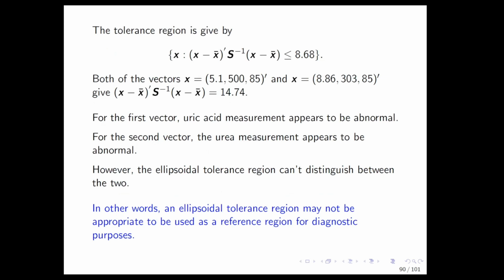However, the two vectors are very different. In the first one, it is the uric acid that is abnormally high. In the second one, it is the urea. So what I'm trying to say is an ellipsoidal region cannot distinguish which component is outside the limit, or which component is too high or too low. And this is one of the drawbacks of the ellipsoidal region. Hence, the laboratory medicine people are very critical of ellipsoidal tolerance regions, or ellipsoidal reference regions, as they call it, for diagnostic purposes. So I have put that here. An ellipsoidal tolerance region may not be appropriate to be used as a reference region for diagnostic purposes.